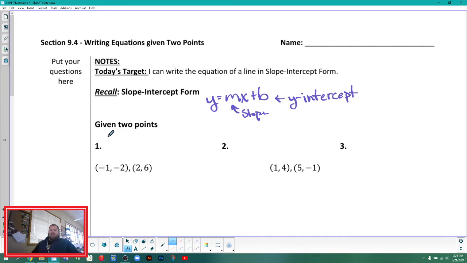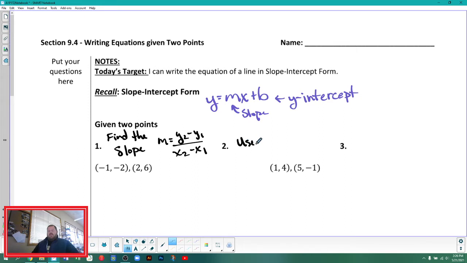Step 1 is find the slope. And we're going to find the slope using an old friend, the slope formula of y2 minus y1 over x2 minus x1. We've done this in the past. We've used this formula. We've been given the same information. And now we want to turn that into finding the equation. But we need to start off with finding the slope.